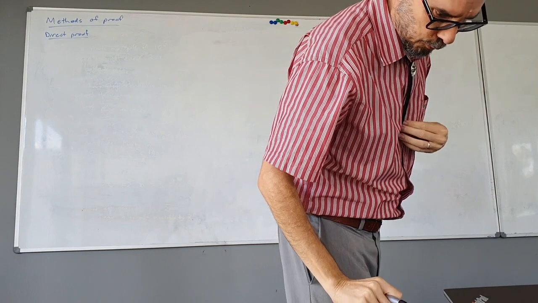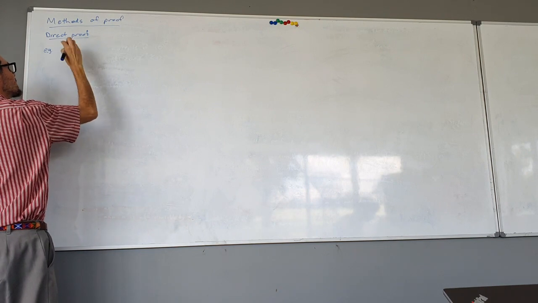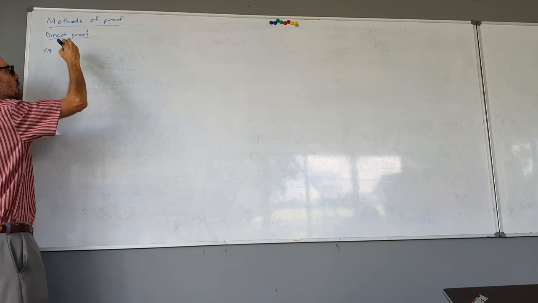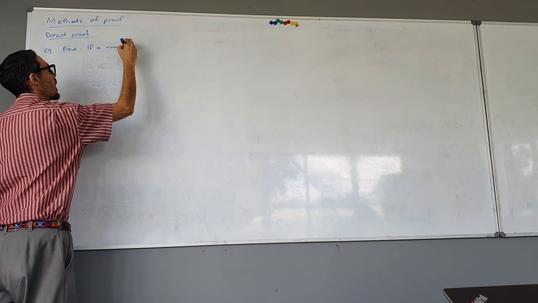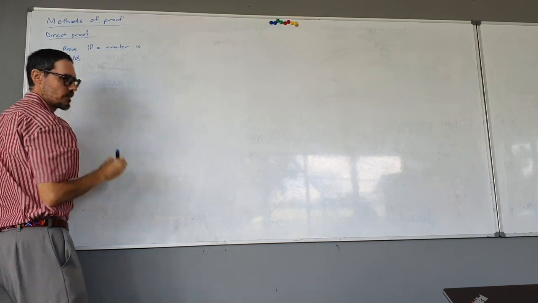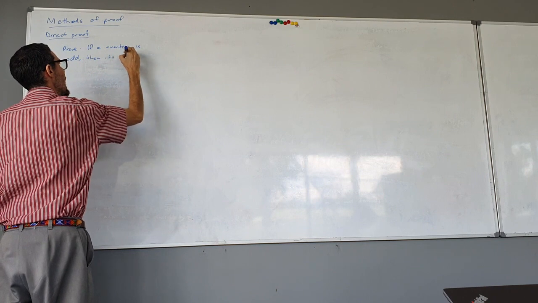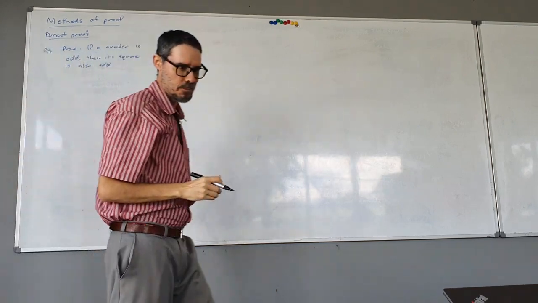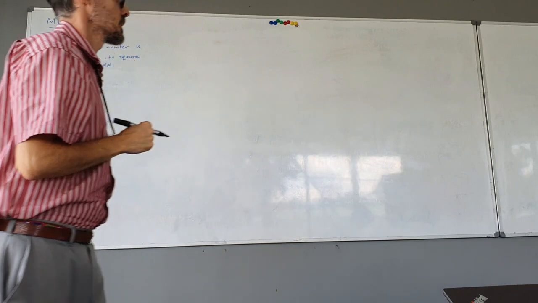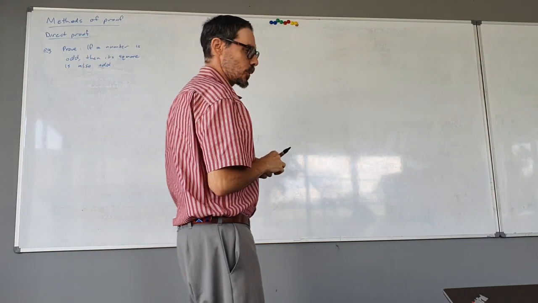So, for example, prove: if a number is odd, then its square is also odd. If a number is odd, then its square is also odd.